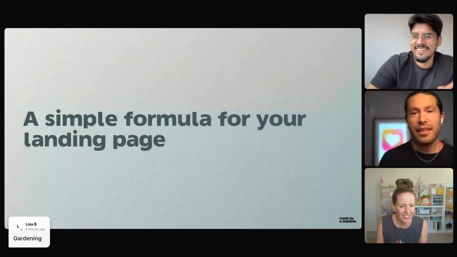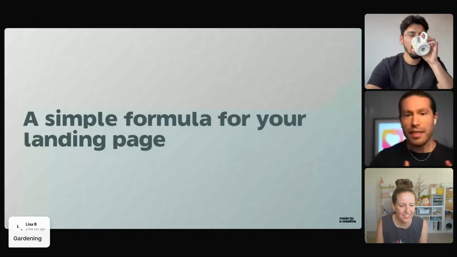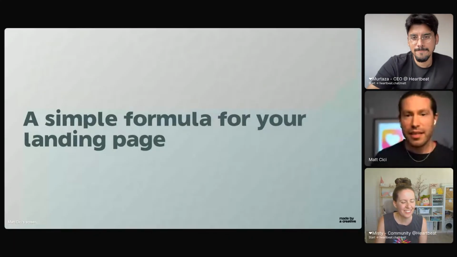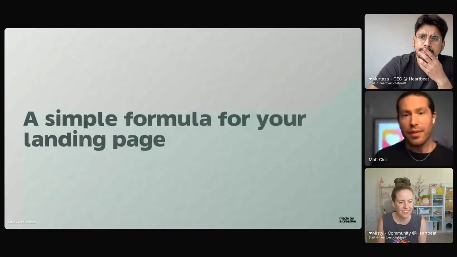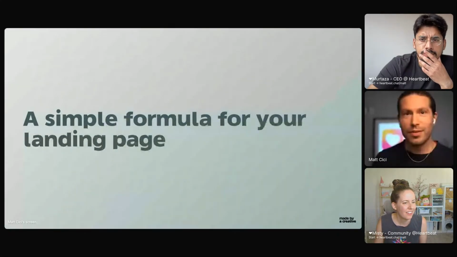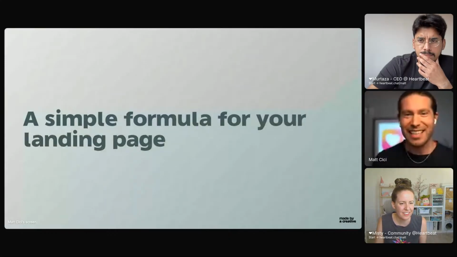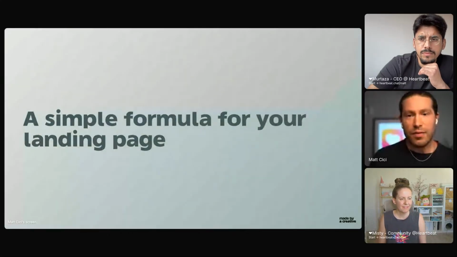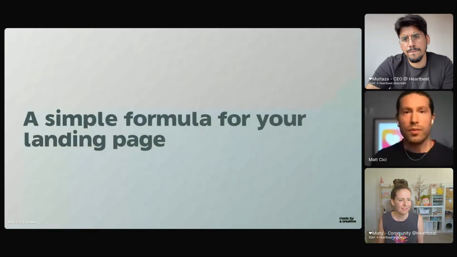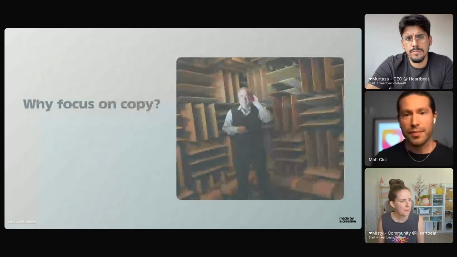So let's begin with a simple formula for crafting a community landing page that connects. Specifically, it's a formula with 3 steps for copywriting that you can use over and over and over again as you write text for your landing page. Before we learn the details of all 3 steps, let's make sure we know why we're focusing on writing effective copy in the first place.